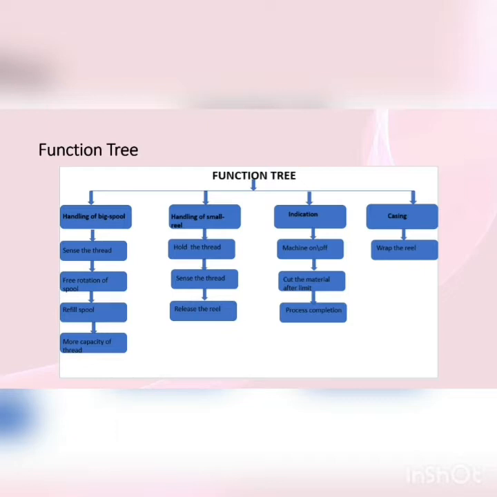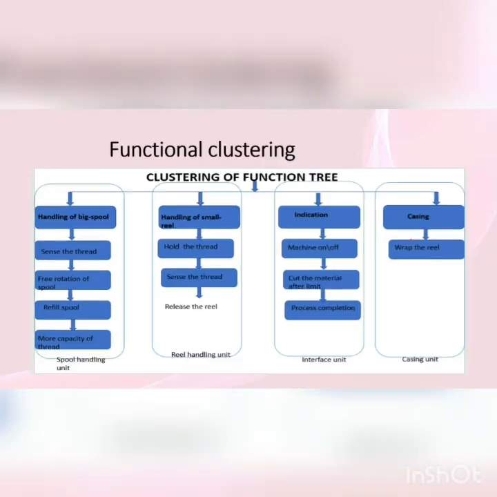Indication function includes machine on and off, that is the state of the machine, and also cutting the material, that is the indication that the material is cut, and finally that the process is complete. Casing is for the wrapping of the wheel. To simplify the functional tree, we clustered it into 3 different units, that is spool handling unit, reel handling unit and interface unit.